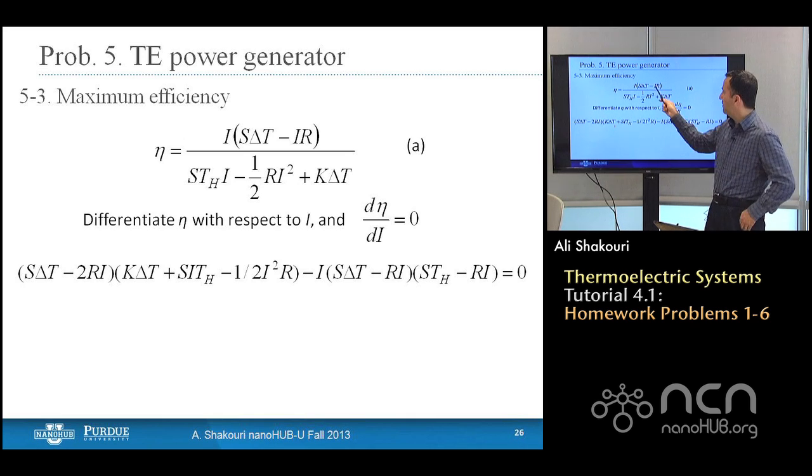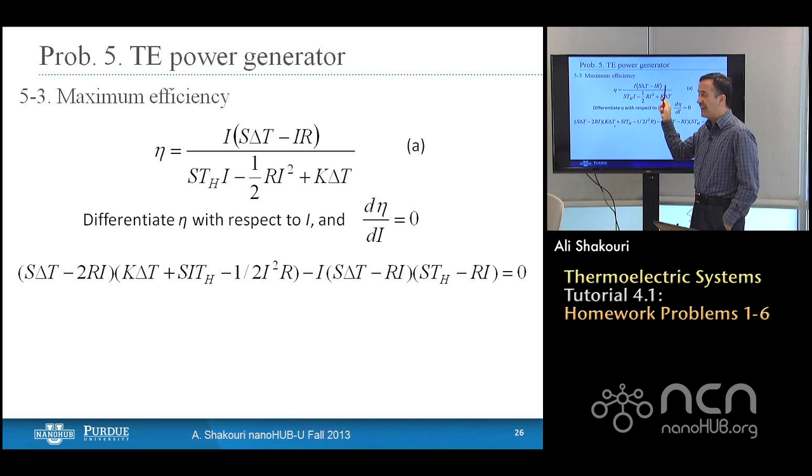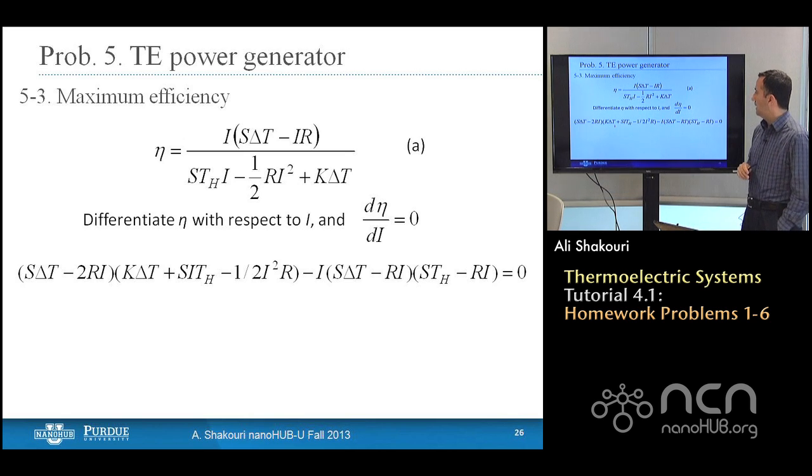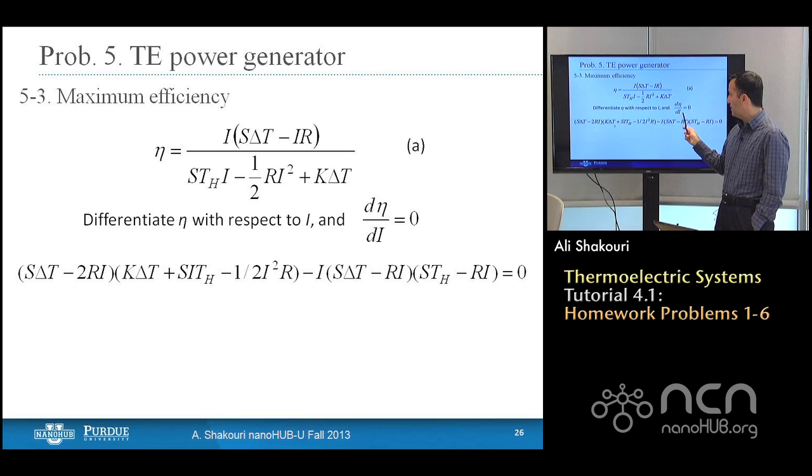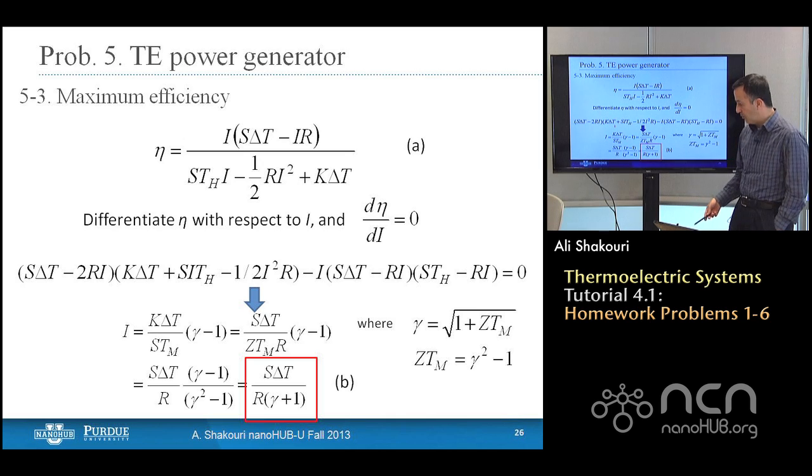We cannot get power out of it, so that's the total net power generated, and STI minus 1/2 RI square plus K delta T is the total work needed to operate this. This is the efficiency. This changes with current. Let's calculate the optimum current. You take the derivative of this with respect to current equal to 0. It's a little tedious, but you can easily calculate the current.